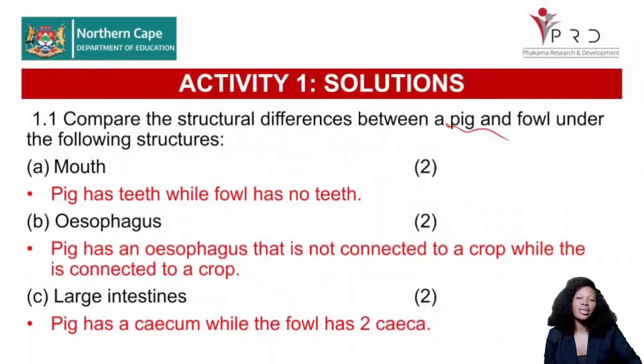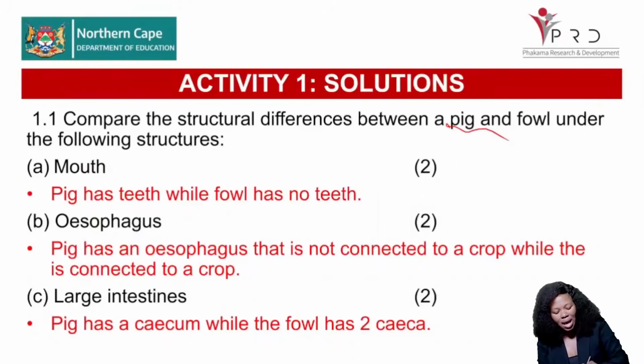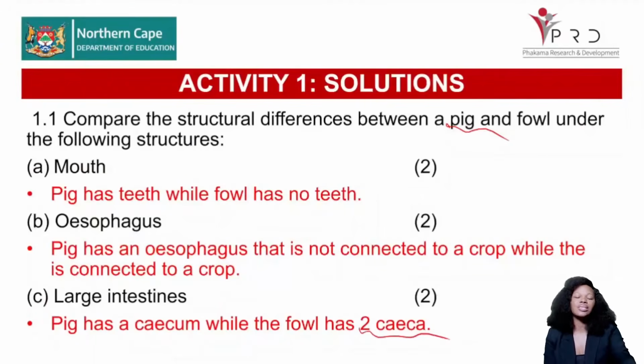When it comes to the large intestines, a pig has a cecum, just one cecum, while a fowl has two ceca. Remember, these are not called the two cecums, but we refer to them as two ceca. Cecum in plural form is ceca. So there are two in total. These are the structural differences between a pig as well as a fowl.